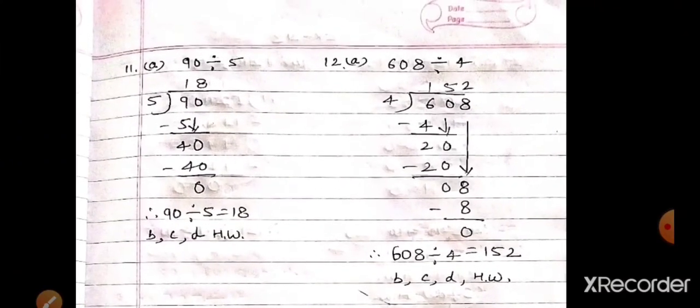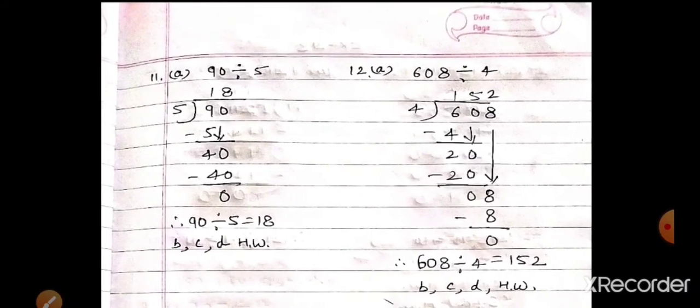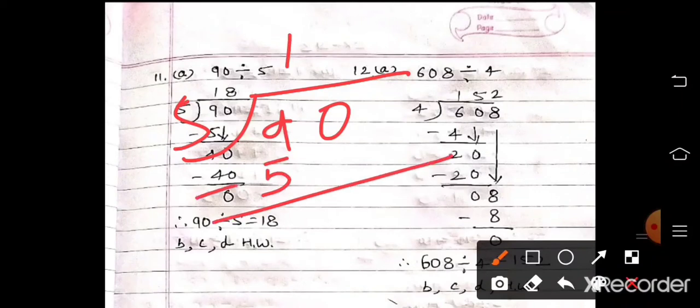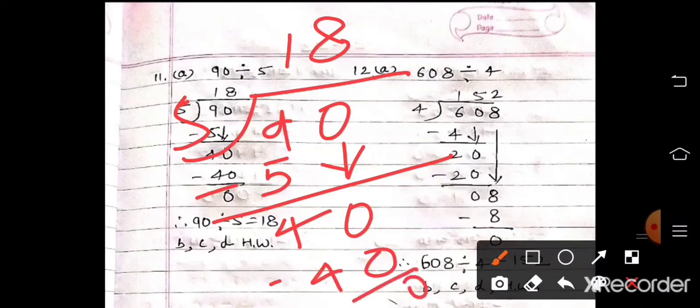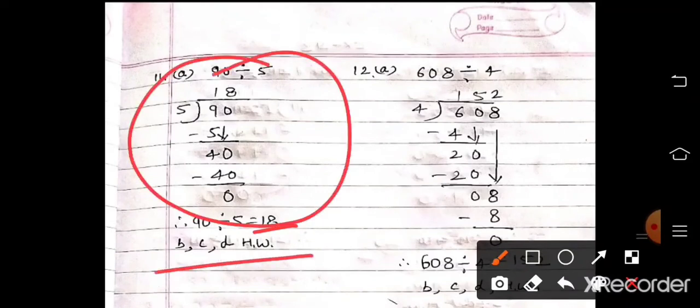Now the question number 11. A part 90 divided by 5. 5 1 ja 5. Subtract 9 minus 5, 4. Now bring down 0 here. Okay, now 5 8 ja 40. Okay, so quotient 18, remainder 0. Okay, so like this you have to do. B, C, D is your homework.